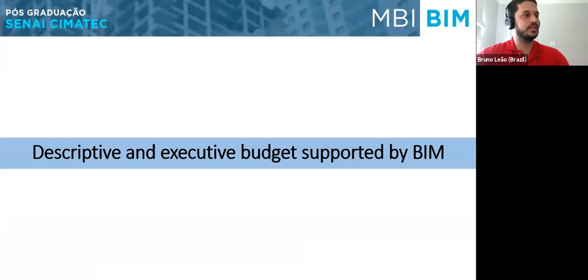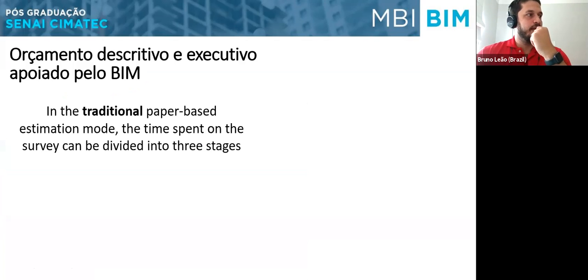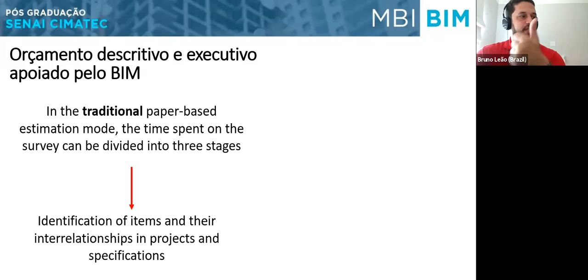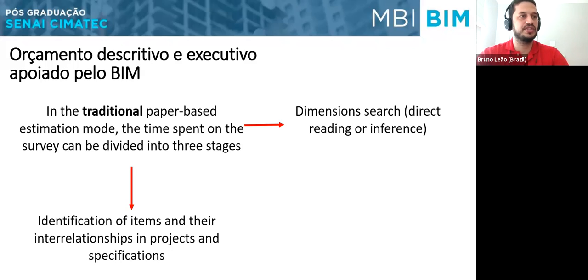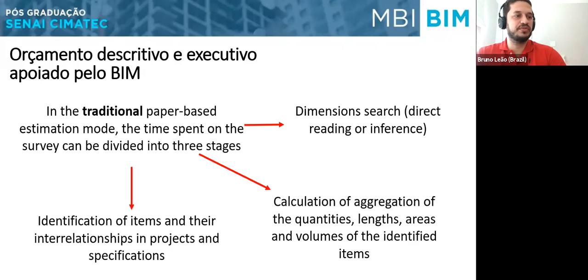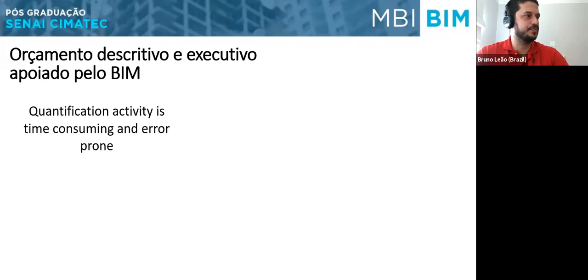And the last one is the descriptive or executive budget supported by BIM. In the traditional paper-based estimation mode, the time spent on the survey can be divided into three stages. First, we have the identification of the items and their interrelationships in project and specifications, dimension search, and calculation of aggregation of the quantities, lengths, areas, and volumes of the identified items. Quantification activity is time-consuming and error-prone.